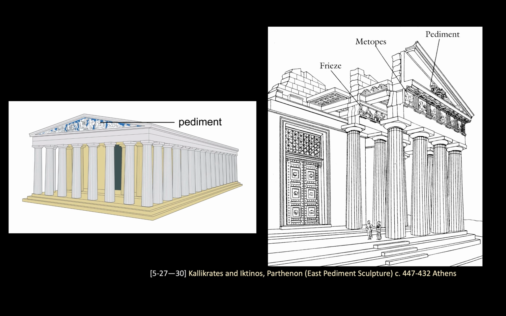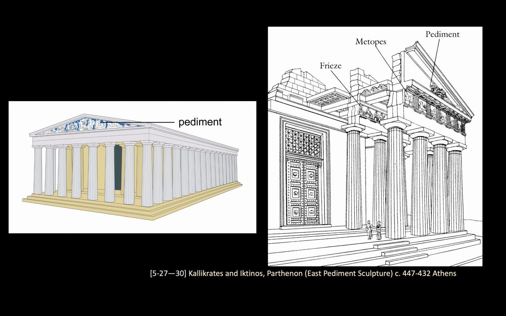First, take a look at these two diagrams to know what these architectural elements are. The metopes run along the entablature just above the columns that go around the outside of the temple. They're squares with relief sculptures on them. Relief sculpture is a type of sculpture that's attached to a building.